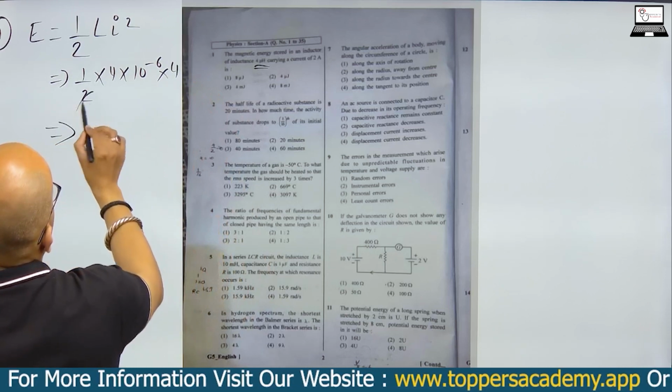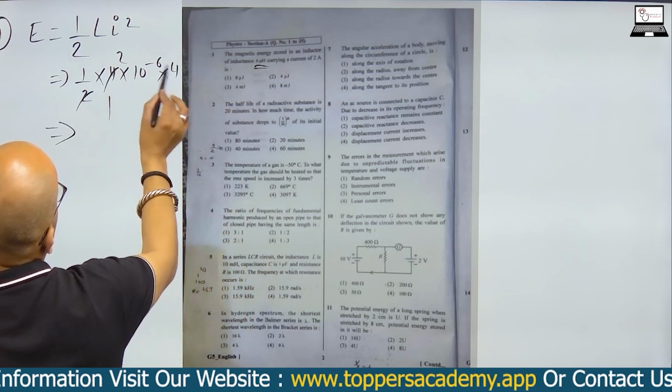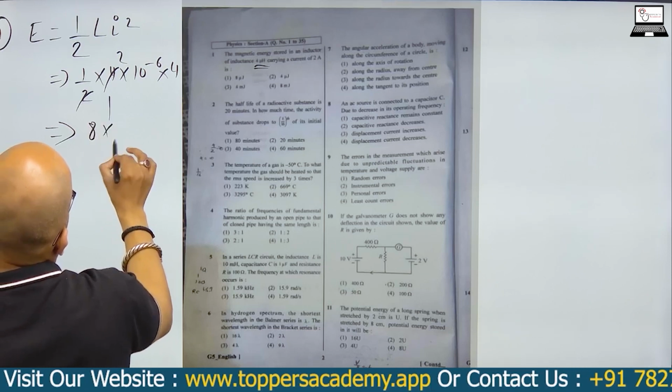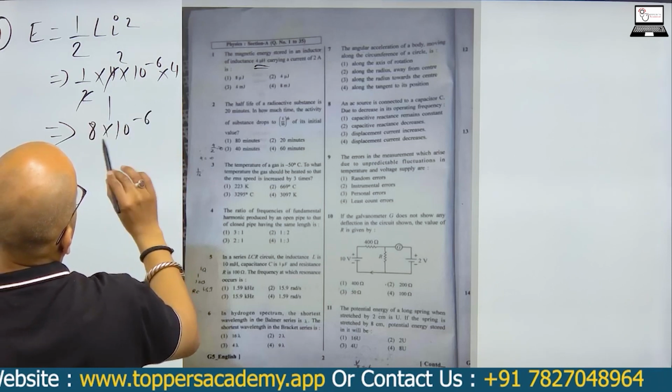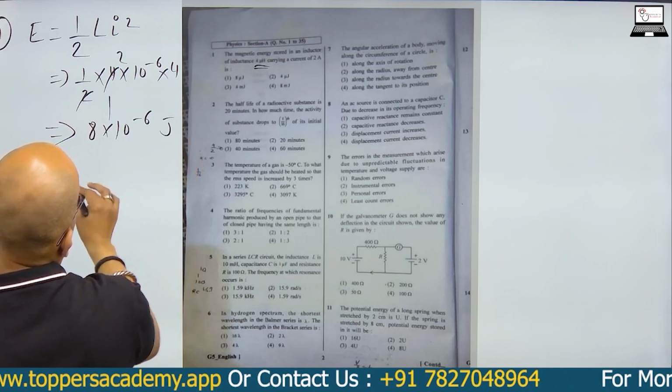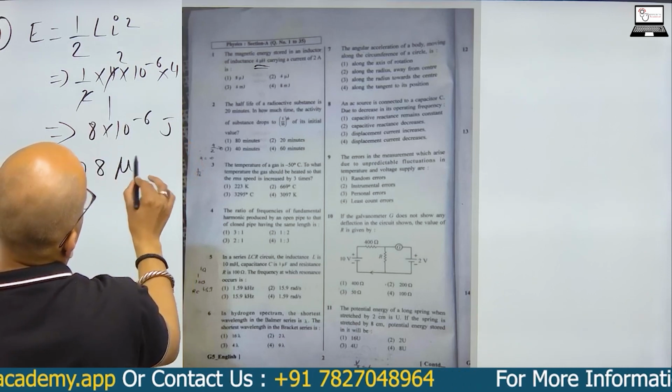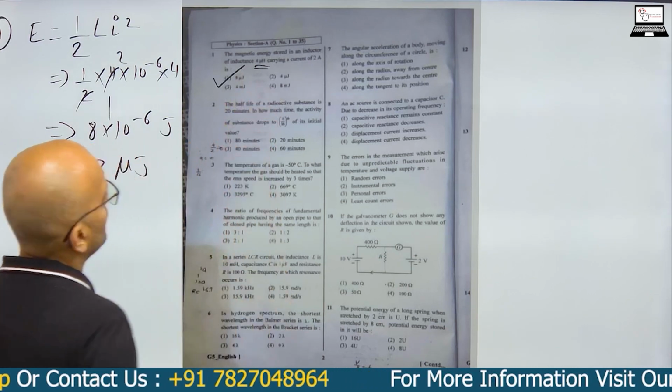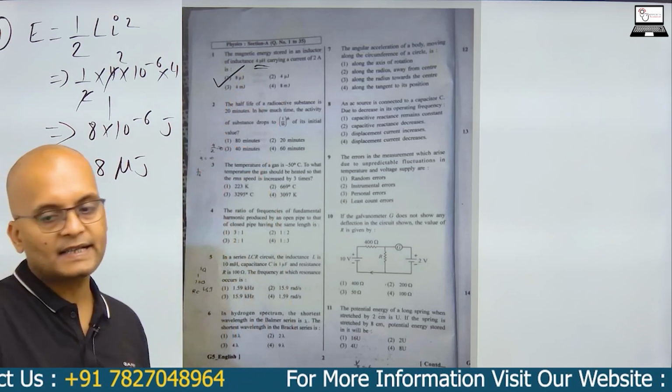Right? 2 ones are 2, 2 twos are 4, 2 fours are 8. 8 into 10 to the power minus 6 joules, or you can say 8 microjoules. So option 1, 8 microjoule, is correct.